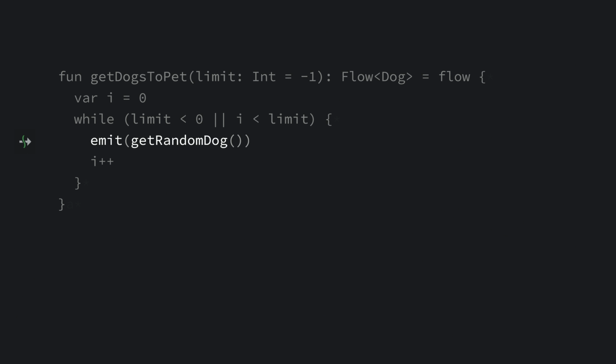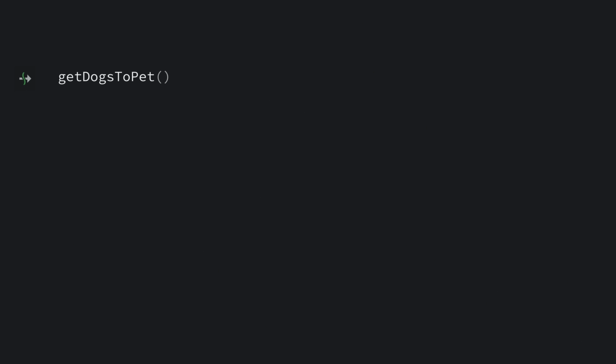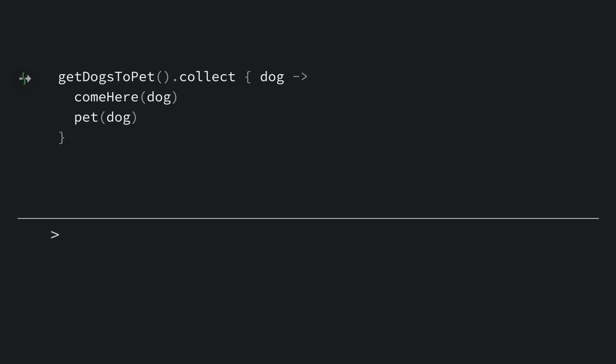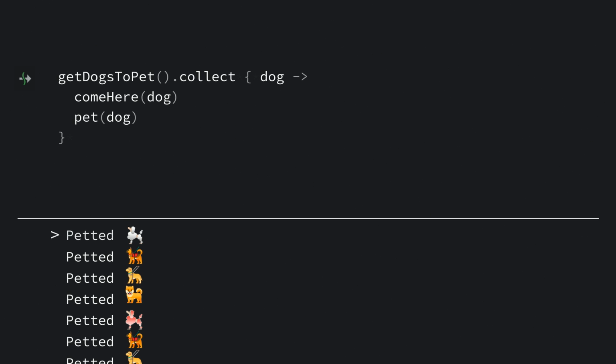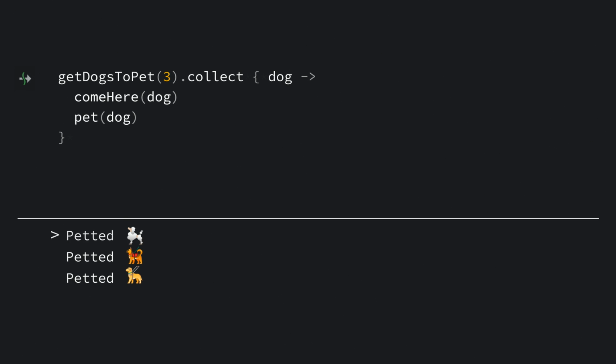The receiver type is a FlowCollector. It only has one function, emit. The interesting part here is that emit is a suspend function. It is because that means somebody on the receiving end must be collecting the data before this function completes and your body continues. If we were to call this function, we use one of those terminal operators like collect. If we execute this, we'll be getting a bunch of puppies and petting them, which is amazing. On the other end, if we use a limit of 3, we would only get 3 dogs, and 3 dogs is still pretty cool, in my opinion.